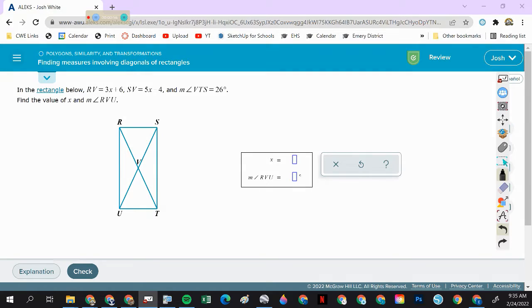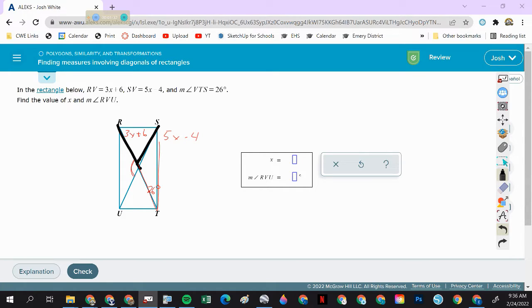Okay. Here we have a rectangle. So RV, this length here, is 3x plus 6. SB is 5x minus 4. And angle VTS is 26 degrees. Find the value of x and find the measure of angle RVU. So RVU would be this one here.